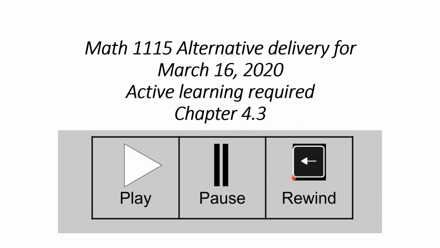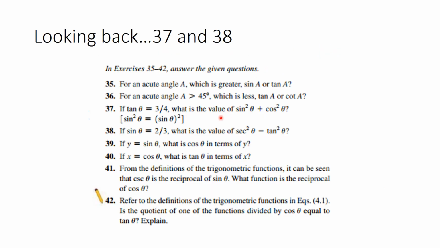We're covering Chapter 4.3 in this lecture, so make sure you make liberal notes of this. We're going to look back and do a couple of problems just to get situated. We're going to talk about number 37. If the tangent of theta is equal to 3 over 4, what is the value of the sine squared theta plus the cosine squared of theta? And here it's important for students to realize this notation. Sine squared theta means you take the sine of theta first and then you square it.